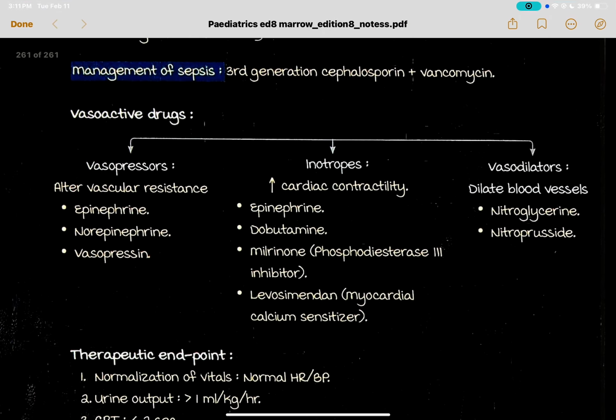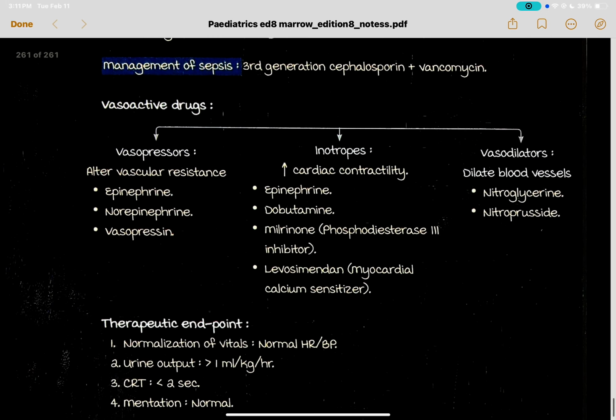Management of sepsis: third generation cephalosporin and vancomycin. Vasoactive drugs: vasopressors increase afterload, epinephrine, norepinephrine, vasopressin. Inotropes increase cardiac contractility: epinephrine, dobutamine, milrinone, a phosphodiesterase 3 inhibitor. Levosimendan, a myocardial calcium sensitizer.